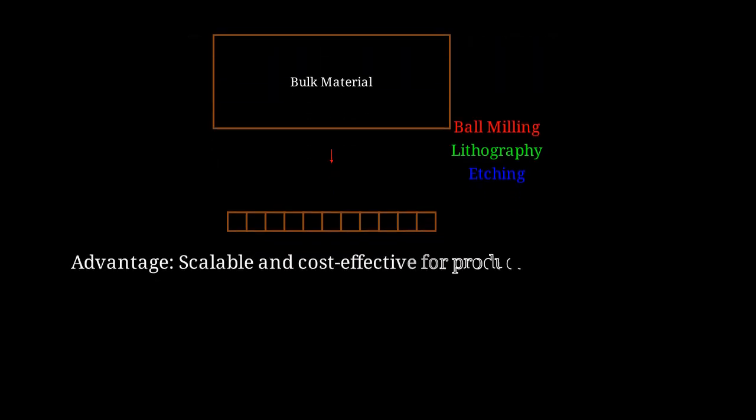The advantage of ball milling is its scalability. You can produce kilograms of nanopowder. However, controlling size distribution and preventing contamination from the milling media remains challenging.